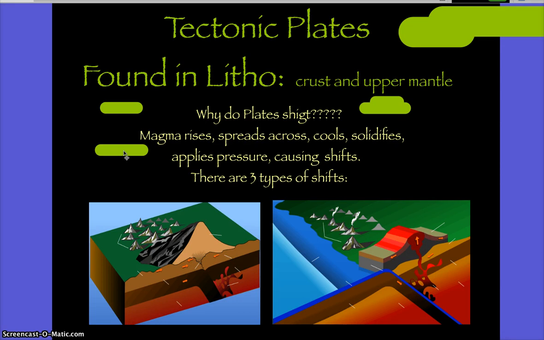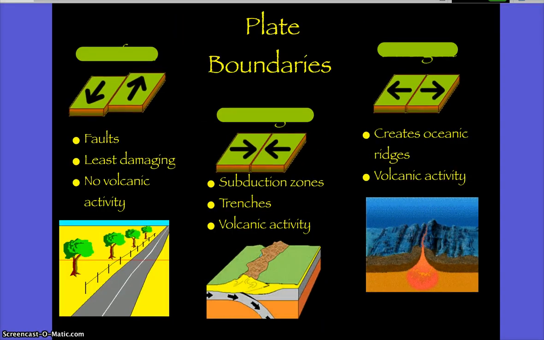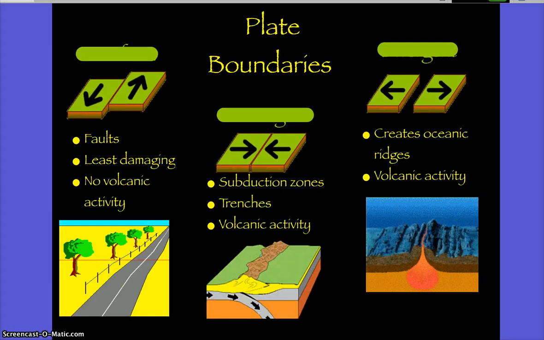And there are going to be three different types of shifts we're going to talk about. So up here you see magma rising and spreading across, and then this is more like a volcano, but here you see it too. That spread leads to solid rock that puts pressure on the plates, which can also pour through them and continue to rise. So we're going to talk about the different effects from the shifting of the plates. There are three shifts, or what they call plate boundary types, in the way these plates shift.